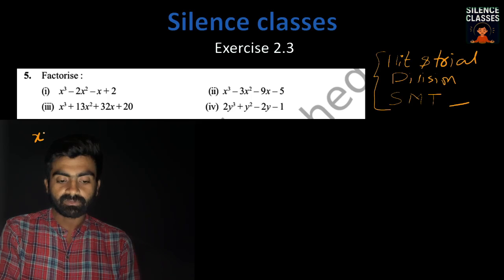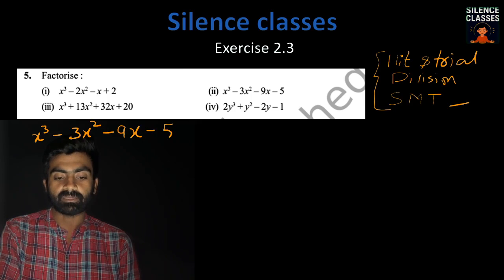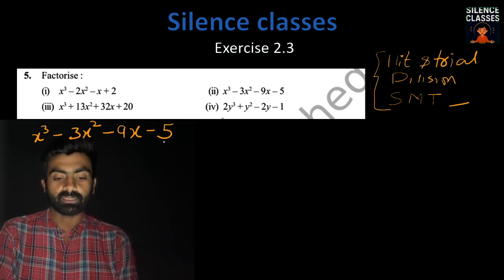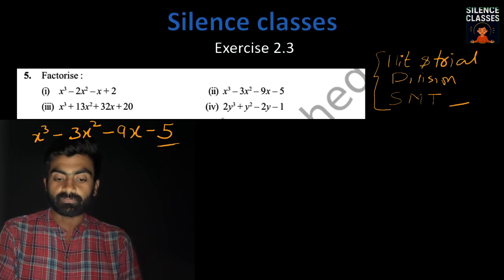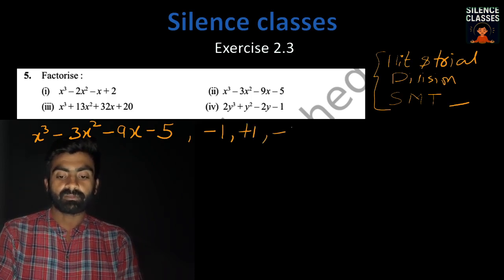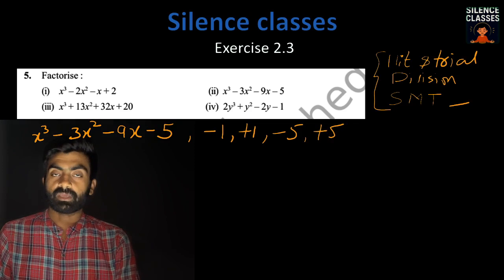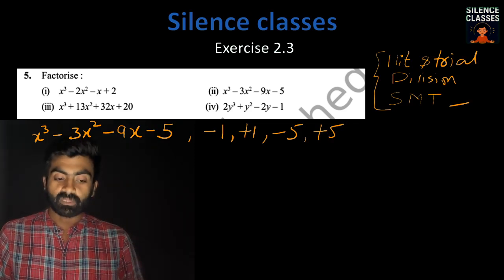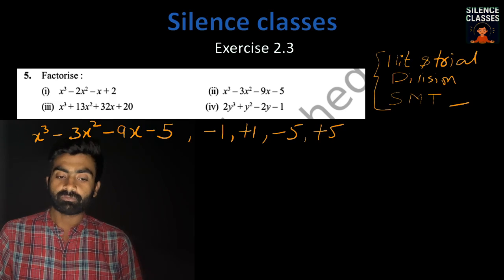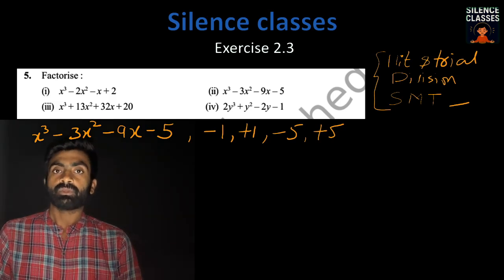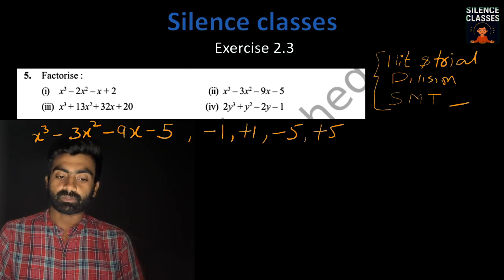That is x cube minus 3x square minus 9x minus 5. First of all, we have to find out the factors of 5. So it will become minus 1, plus 1, minus 5 and plus 5. These are the factors of this. So now let's check by putting in these values. We will check by putting which value the expression becomes 0.